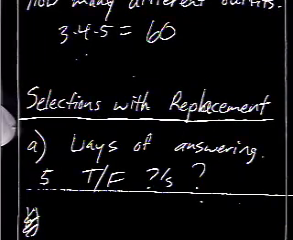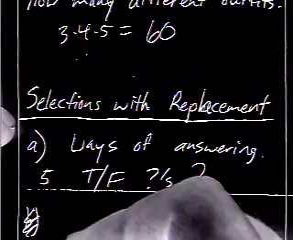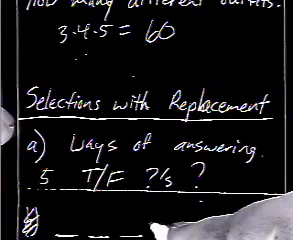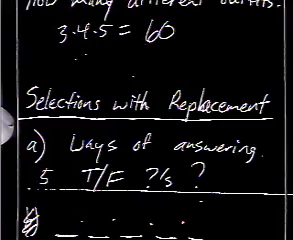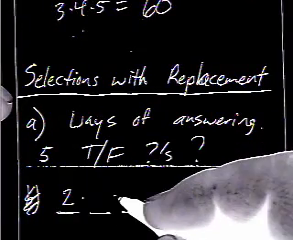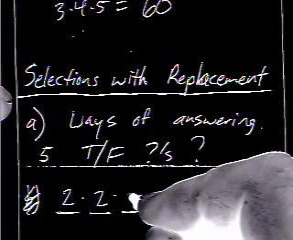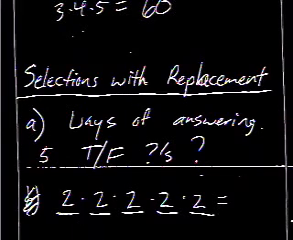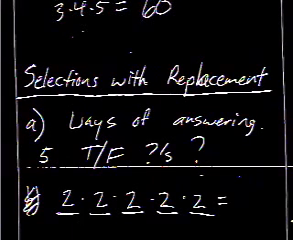How many different ways of answering 5 true-false questions? Well, you can think about it as 5 different questions, and the number of possible answers for those 5 questions. For instance, I've got 2 answers for the first choice, true or false, 2 for the second, 2 for the third, 2 for the fourth, and 2 for the fifth. When we say selections with replacement, what we're saying is if I use a true on the first question, it does not mean that I can't use true on the second question.